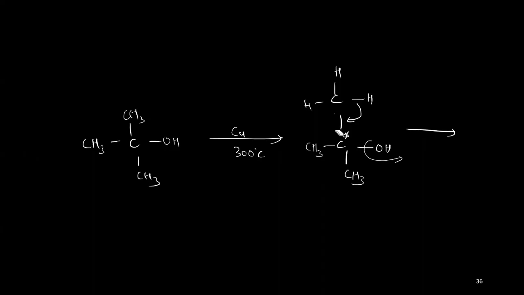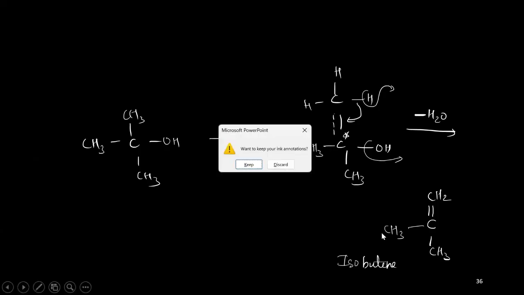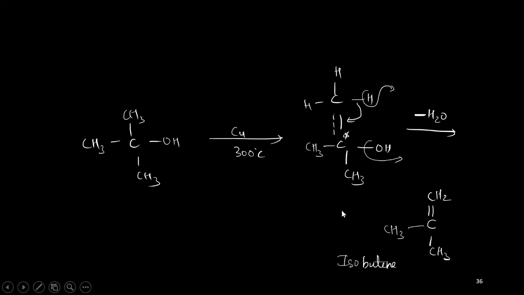Just remember, the hydrogen will liberate and whatever electrons are there will try to make the double bond here. And here the OH will leave, the hydrogen will leave. So both will leave like a water molecule. That will result in the formation of C double bond CH2, CH3, CH3, which is nothing but isobutene. Understood?